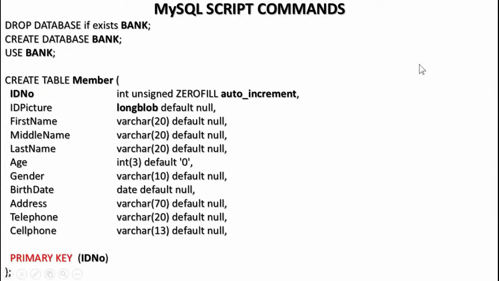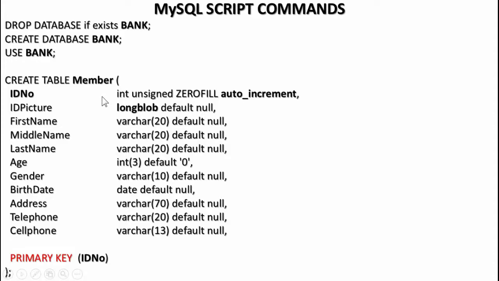Next, I made SQL script commands stored in a text file that automates the creation of a database and 4 tables with their field names. The name of the database is bank. The first table to be created is member.